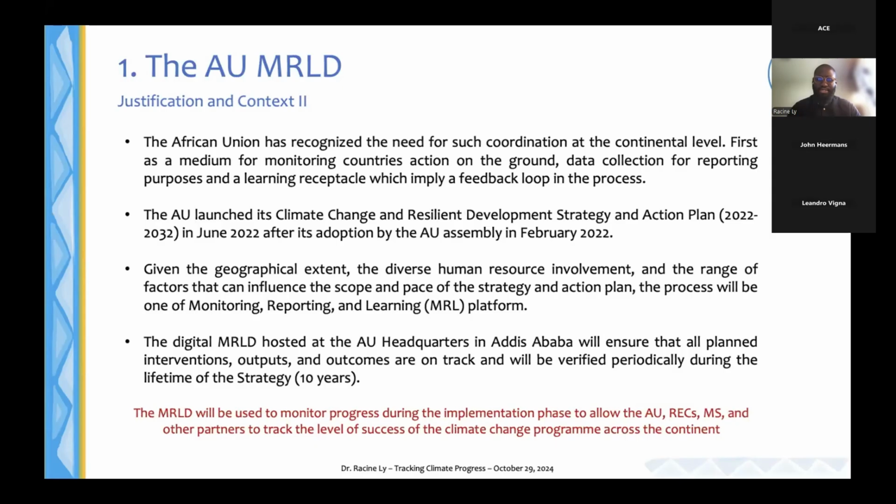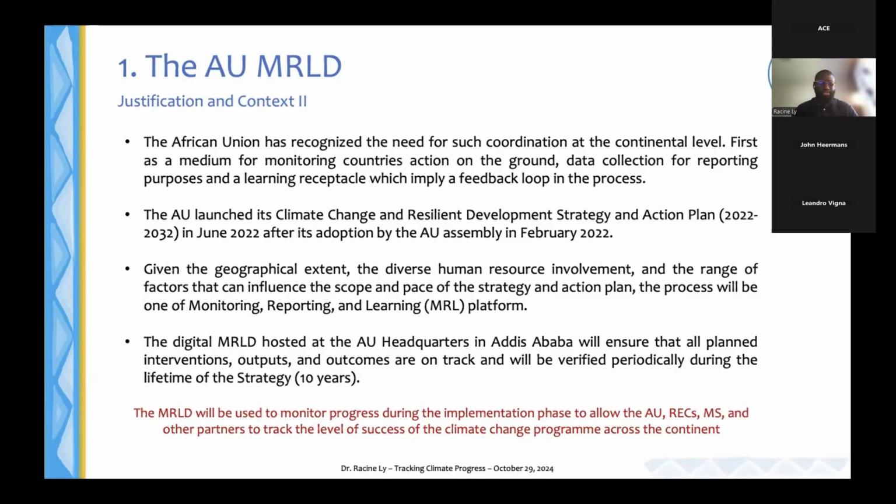As I said, the African Union recognized that, and at the continental level, what we want to do is first to create that medium, to provide that receptacle for countries to collect the data and to share it at the African Union level. The African Union launched its Climate Change and Resilient Development Strategy and Action Plan 2022-2032, which is a 10-year strategy and action plan. They launched it in June 2022, but it had been adopted by the African Union Assembly in February 2022.